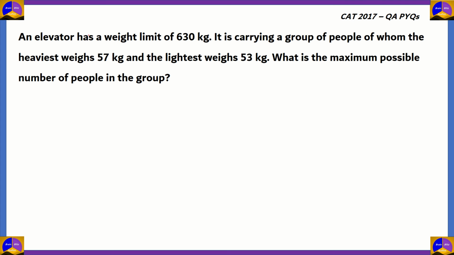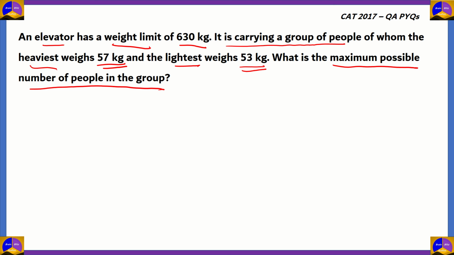Let's look at another question. An elevator has a weight limit of 630 kilograms. Now, it is carrying a group of people. The heaviest person of the group weighs 57 kilograms. The lightest person weighs 53 kilograms. We need to find the maximum possible number of people in the group.